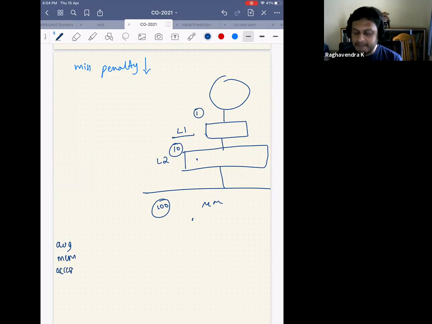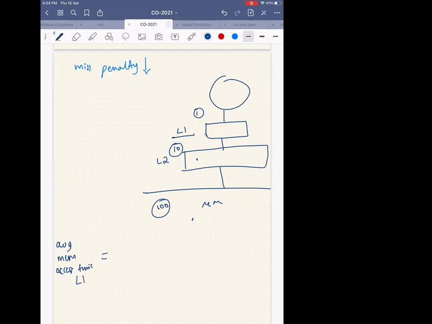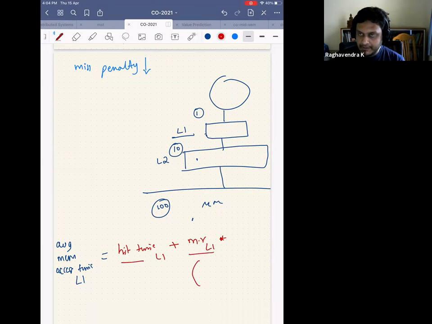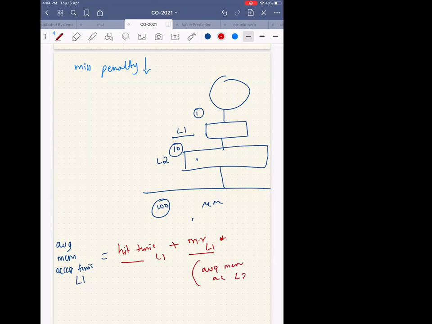What is the average memory access time of L1 cache? Hit time of L1 plus miss rate into average time of L2, I think. Yes, right. So it's hit time of L1 plus miss rate of L1 into miss penalty of L1. What is the miss penalty of L1? It is the average memory access time of L2.